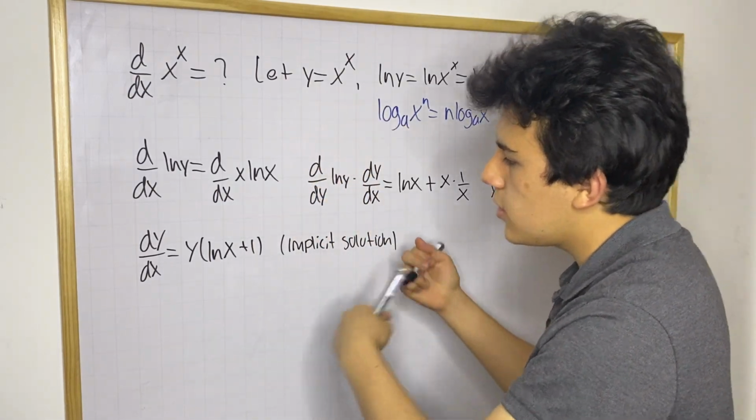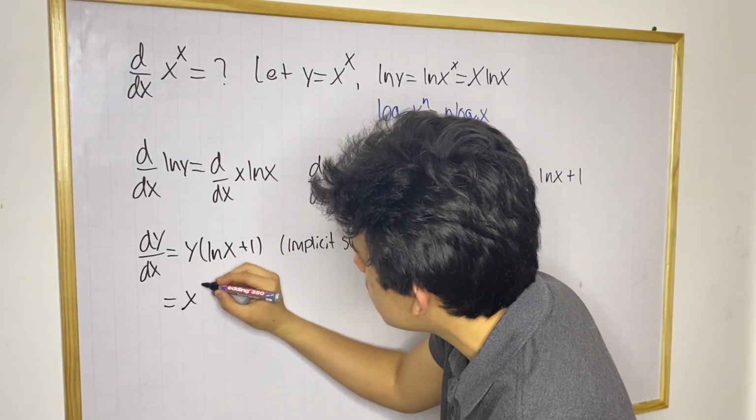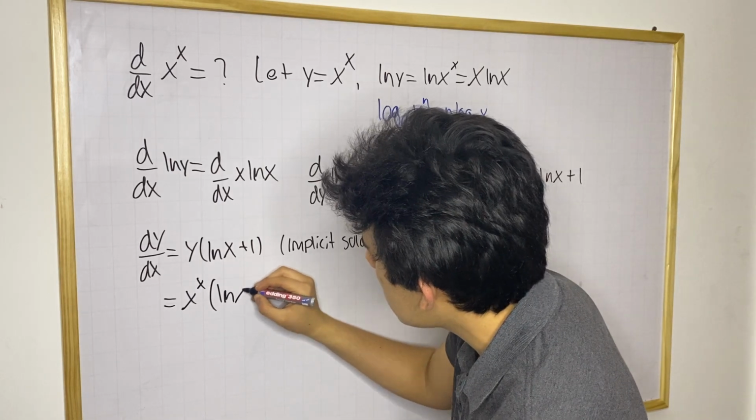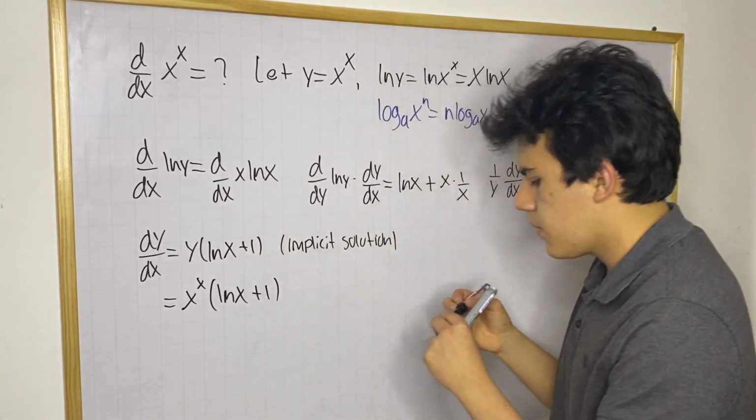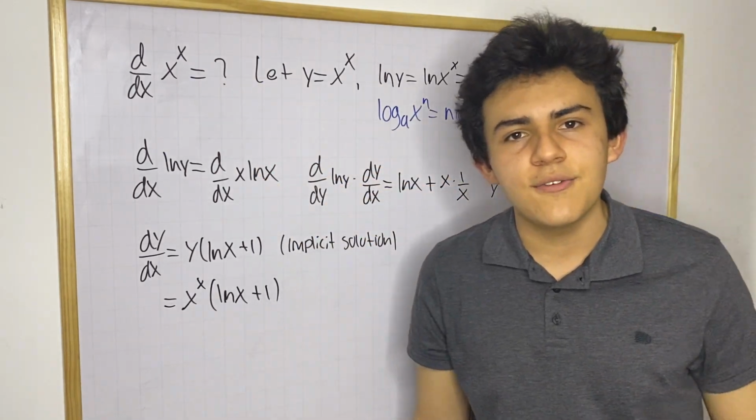So we can simply substitute that, and we're going to have that this derivative, the derivative of x to the x, is going to be equal to x to the x times ln x plus 1, okay? And this is equal to the derivative of x to the x using implicit differentiation, okay?